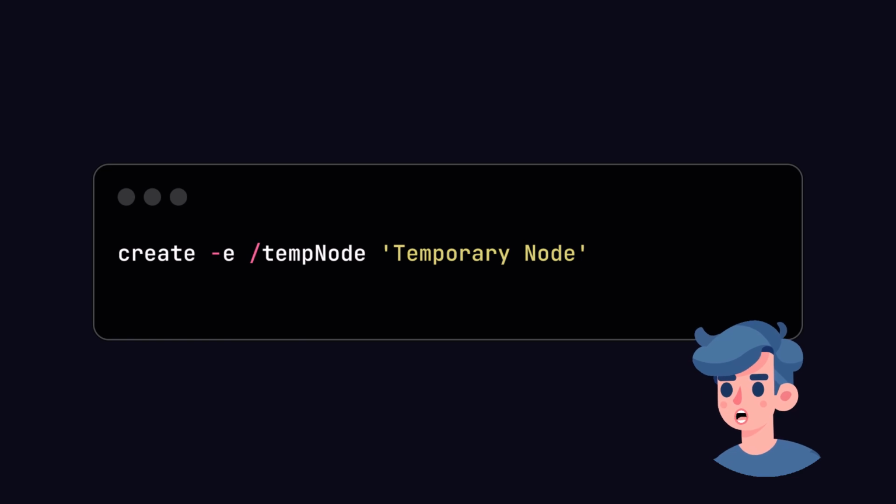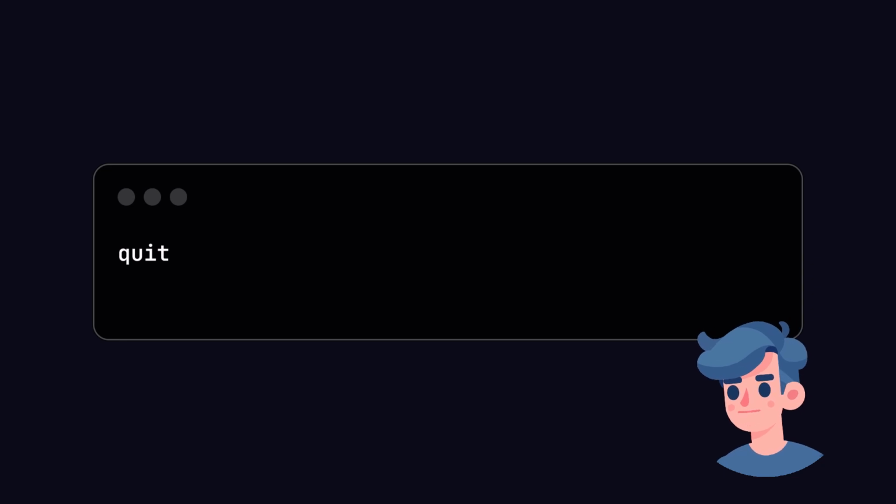Now let's explore ephemeral nodes. Ephemeral nodes are deleted when the session that created them ends. They are useful for managing resources that only need to exist while a service is connected. Let's disconnect from the Zookeeper session right now. You will see that the ephemeral node /tempnode gets deleted automatically.